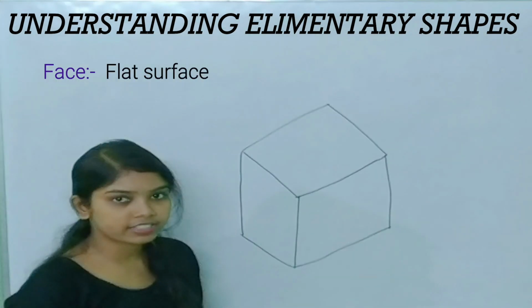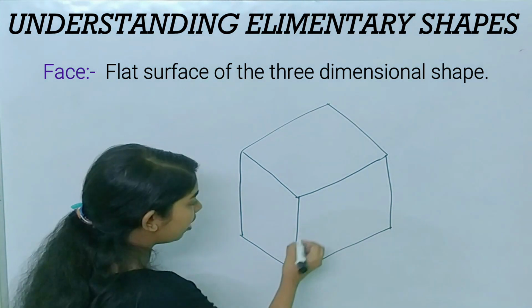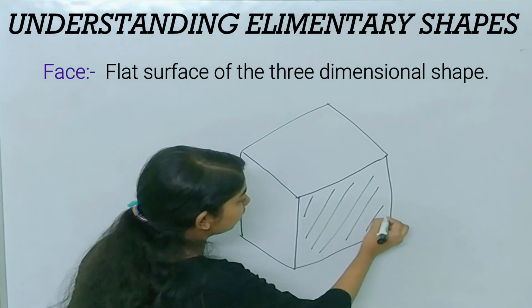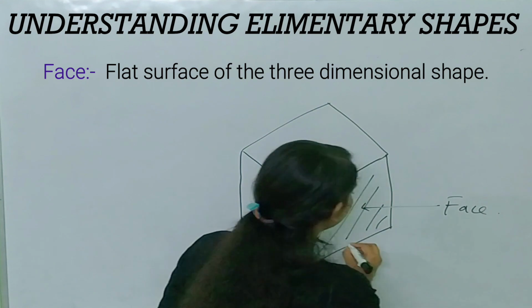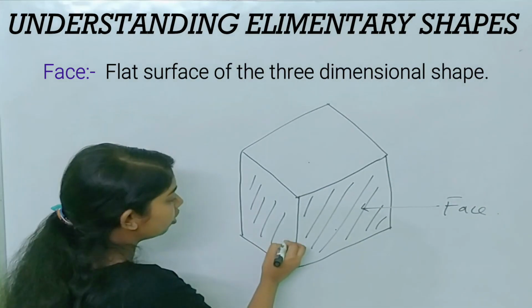So what is a face? Face is a flat surface of the three-dimensional shape. So यहाँ पे flat surface कौन सा है? This one is the flat surface. So we can call it a face. Okay? So this is the face. This one is also a face. This one is also a face.